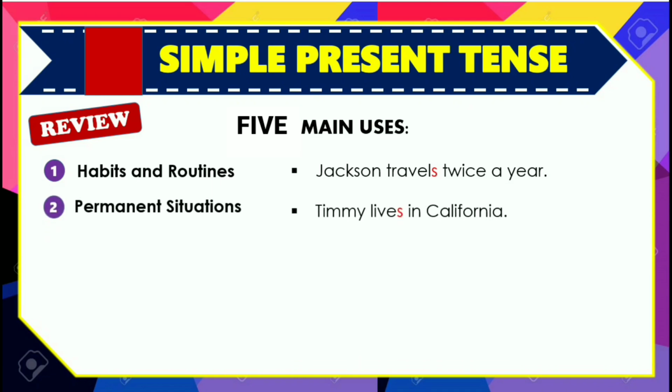Another use is when we talk about permanent situations, like Timmy lives in California. So again, it's wrong to say Timmy is living in California, because when you use the ing, the continuous form, that means that the action is just temporary. But for permanent situations, you need to use the present tense of the verb.